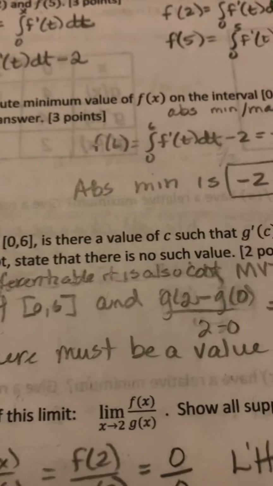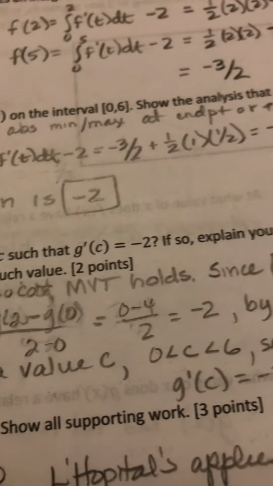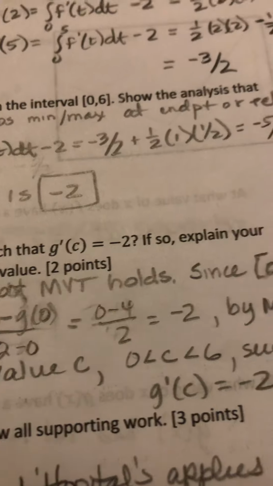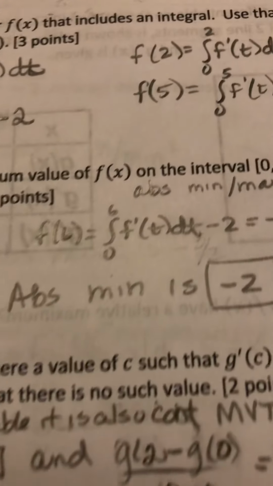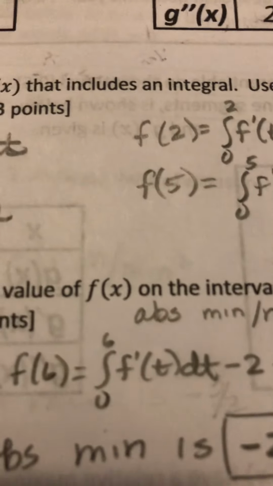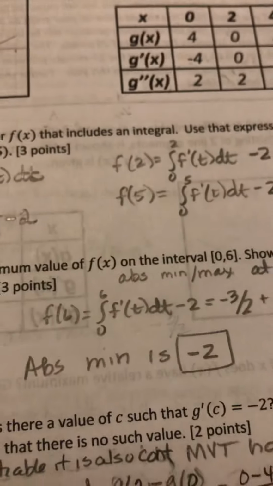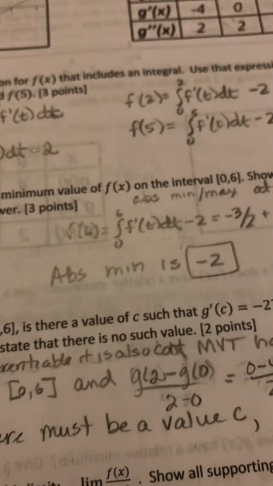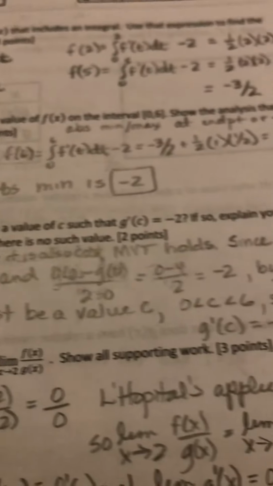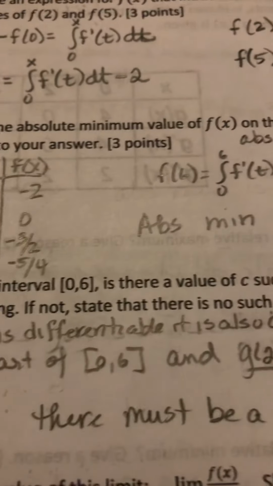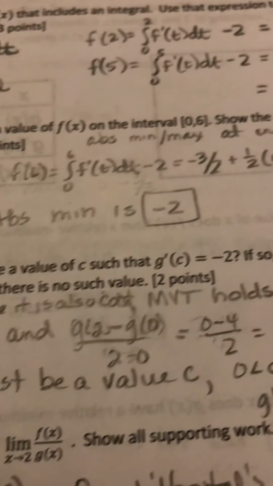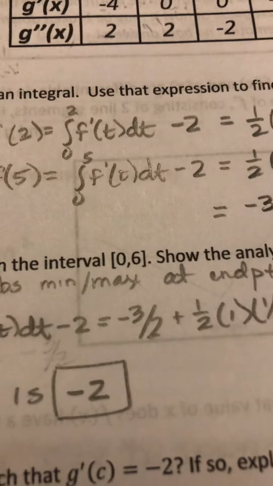Part E, we want to know, is there a value of c such that g prime of c equals -2? If so, explain your reasoning. If not, state that there is no such value. It does say that f and g are differentiable, so that means our mean value theorem holds true, and we're looking at the interval from 0 to 6. Is there a value of c such that g prime equals -2?